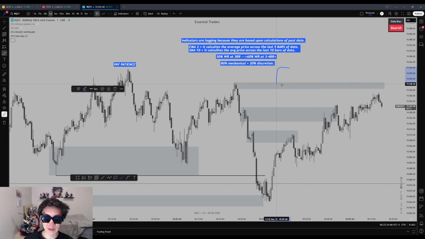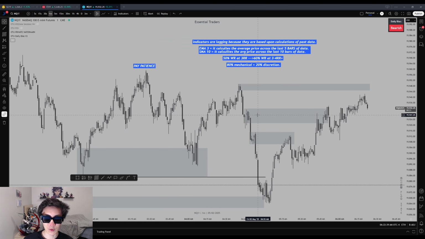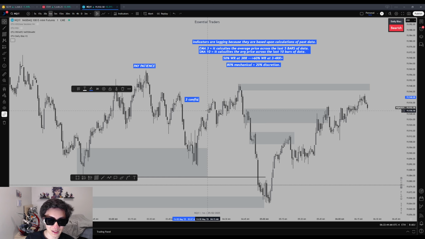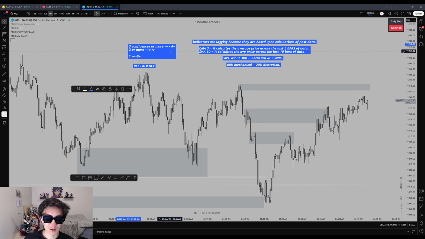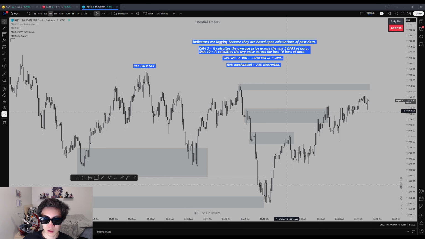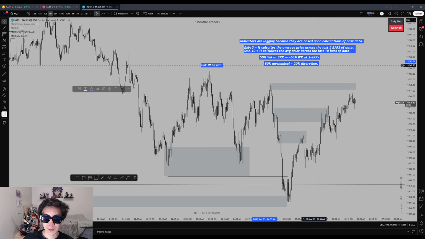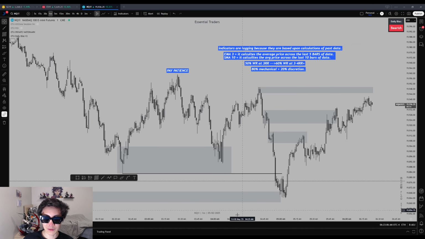But if you want to even categorize your discretion into mechanisms, you technically could, right? If you want to stack confluences, let's say you have specific mechanical confluences: if you want to say 3 confluences or more, you can mechanically count this as A+, 2 or more, count this as A-, 1 only, you can count this as B+. That's a way to basically make it 100% mechanical, converting your discretion into mechanical rules, if you really want to call it that. But I particularly like to follow this rule: keep everything that you can as mechanical as possible.